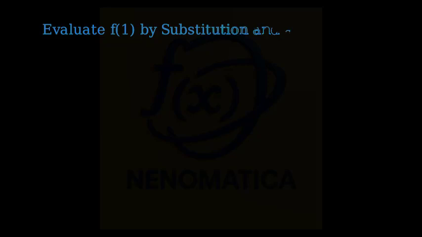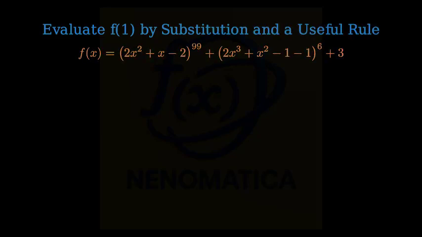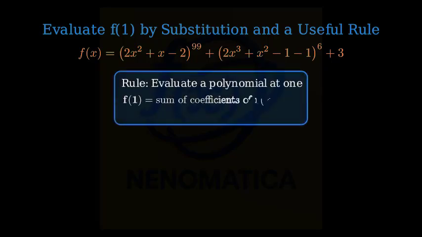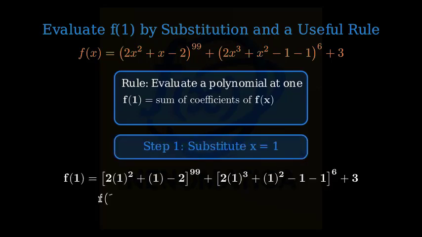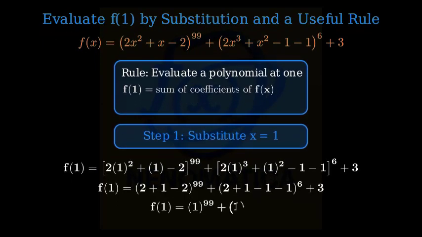We are going to evaluate f(1) for the expression. We'll also use a handy rule, that f(1) equals the sum of the coefficients, and then verify by direct substitution step by step. Step 1. Substitute x = 1 into f(x). Write f(1) and replace every x with 1. Now compute inside the brackets to simplify numbers first. We get 1^99 + 1^6 + 3.